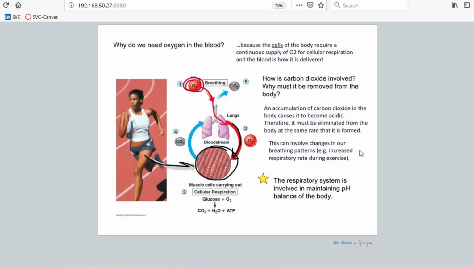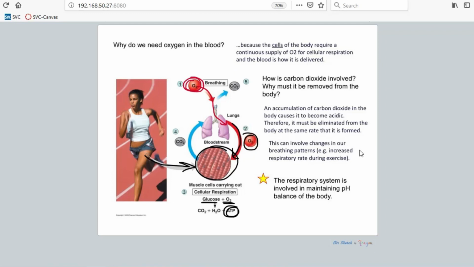And in this case, we're looking at skeletal muscles. And skeletal muscles, especially during exercise, they need to produce ATP. So they need both glucose and oxygen. Okay, so that's why we need oxygen circulating around in the blood, among other things.